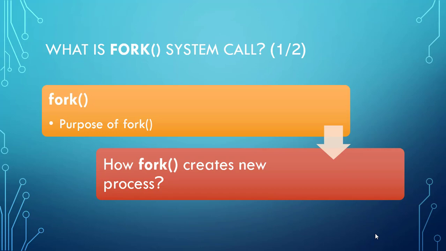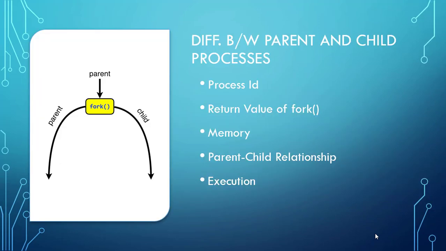Now, how does fork work? The fork system call creates a new process by duplicating the calling process, resulting in two separate processes running independently of each other. The new process created is called the child process, while the original process that called fork is called the parent process.